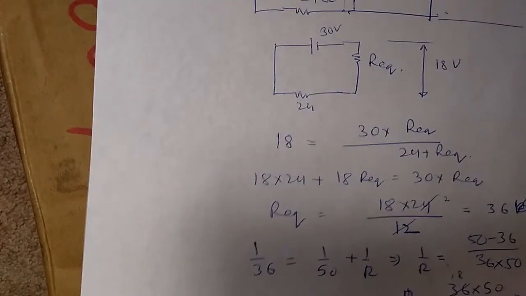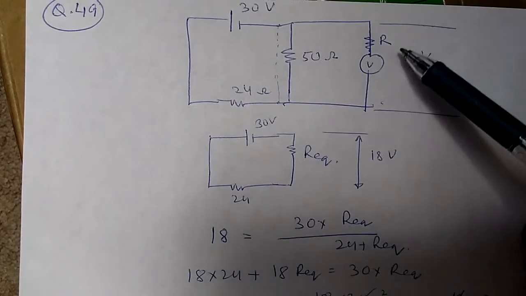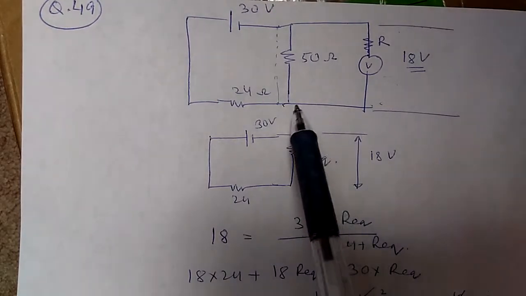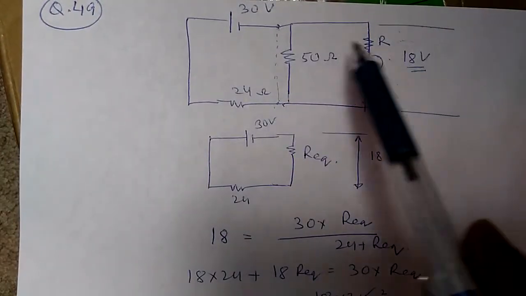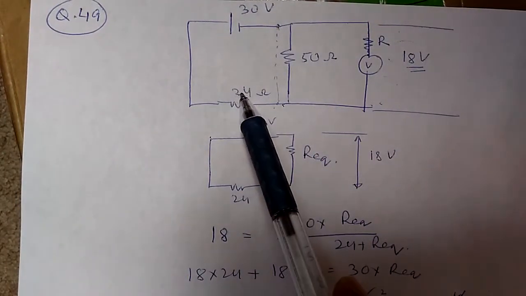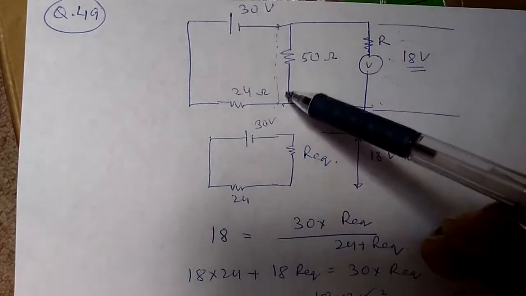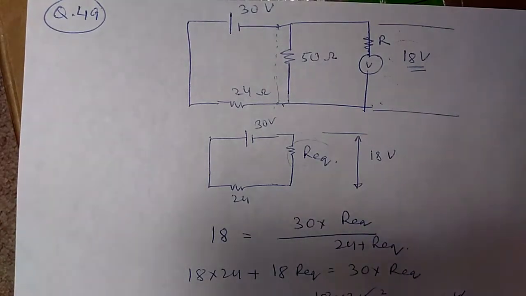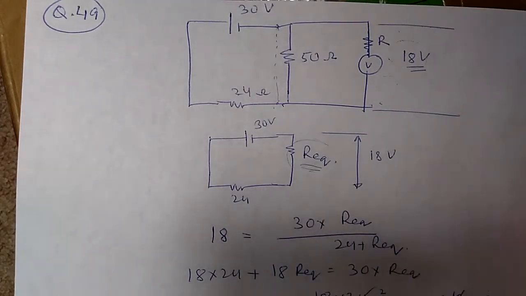So let us say that the voltmeter resistance is R, and we are given that the voltage across this point is 18 volt, and a 30 volt battery and 24 ohm resistance are given. So let us assume that the equivalent resistance of R and 50 ohm is Req, and with this 18 volt given, it is easy to calculate Req.